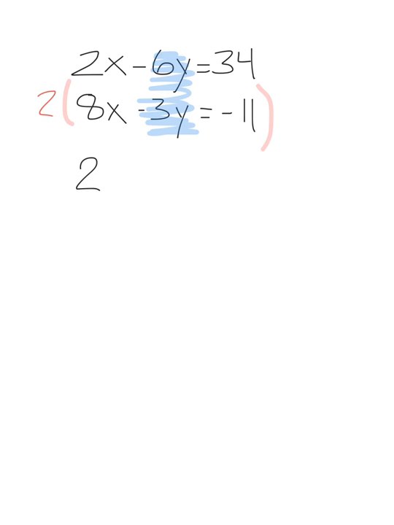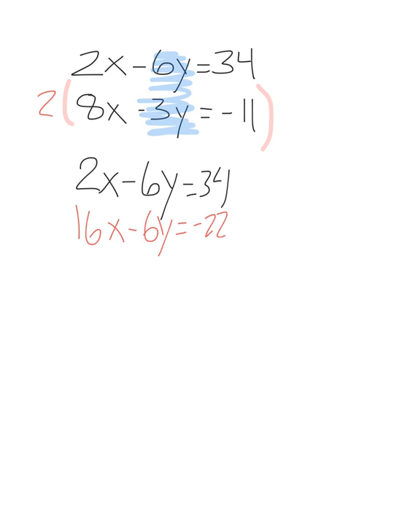So my first equation is going to stay the same. I didn't multiply my first equation by any number: 2x minus 6y equals 34. And now I'm going to multiply my second equation, each term, by 2: 16x minus 6y equals negative 22.